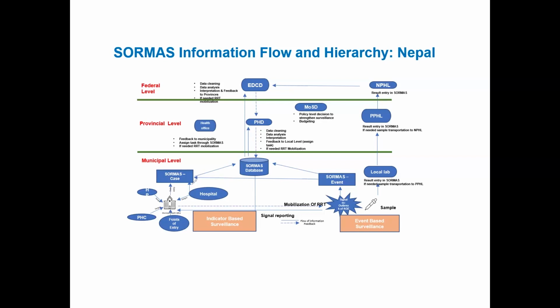And then the provinces are mainly responsible for data cleaning, analysis, interpretation, giving feedback, and RRT mobilization if needed. And at the central federal level, we have the main database at the EDCD under the Department of Health Services, and for lab surveillance, we have the National Public Health Laboratory. We do the formal analysis and interpretation of the data that we receive through the SORMAS. And as I showed in the earlier slide, we also support the rapid response teams, the investigations, and providing feedback.